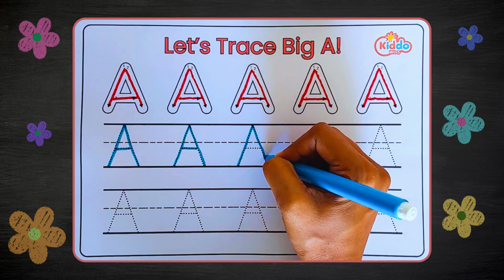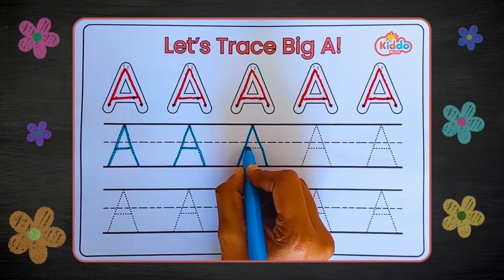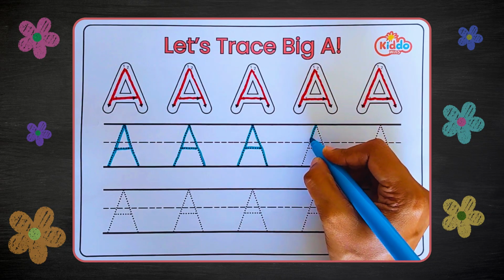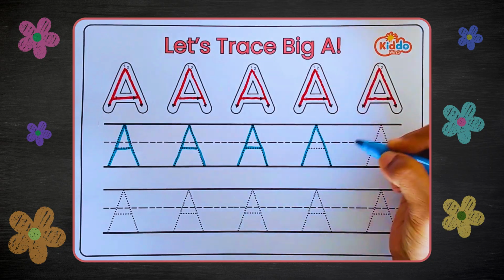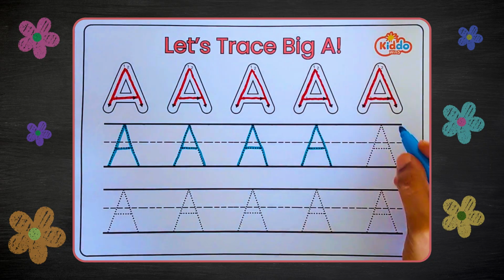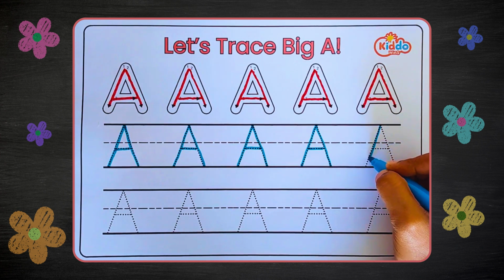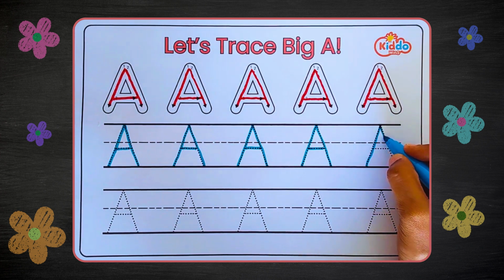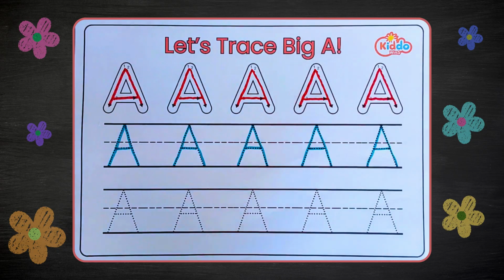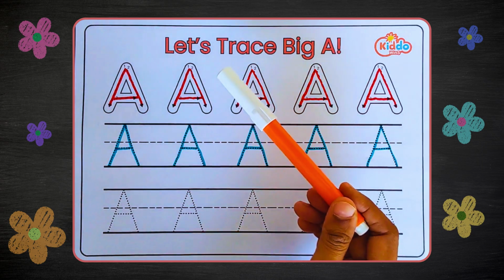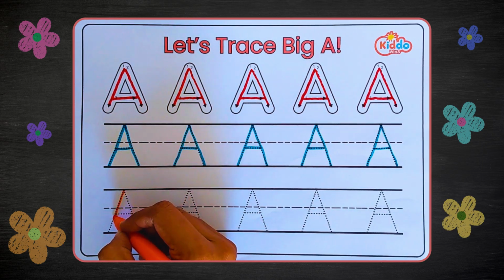Trace some more big A's. A. Down, down, down. Back to the top. Down, down, down. And across. Big A. Down, down, down. Back to the top. Down, down, down. And across. Big A. Now let's trace with orange color.